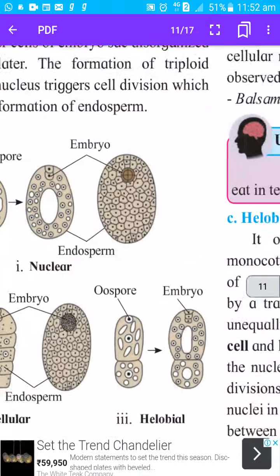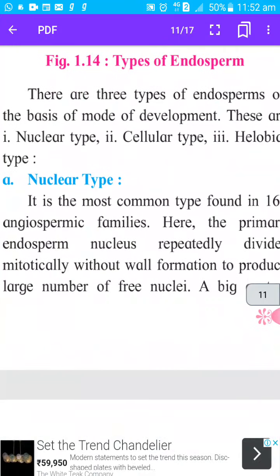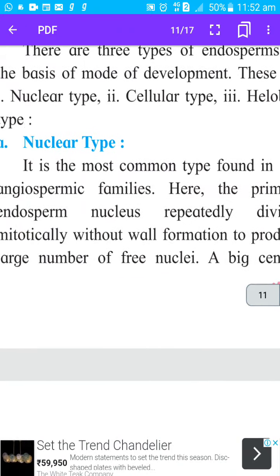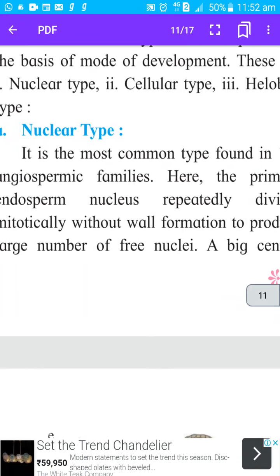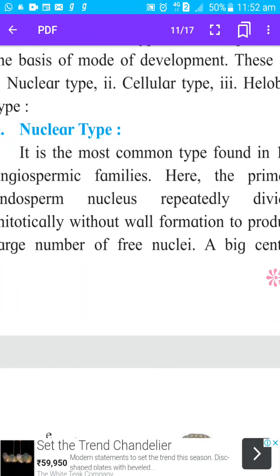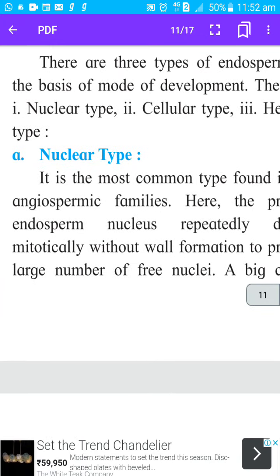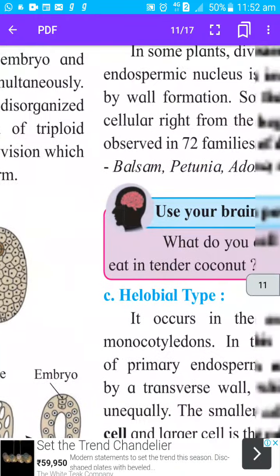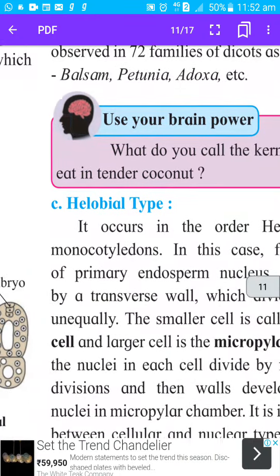So what is the characteristic of this nuclear type of endosperm? What is the important point? The primary endosperm nucleus repeatedly divides mitotically, meaning many times there is a division of nucleus without wall formation. In the first stage wall is not present. Afterward, when many free nuclei are formed, there is a formation of cell wall around these nuclei. That is nuclear.